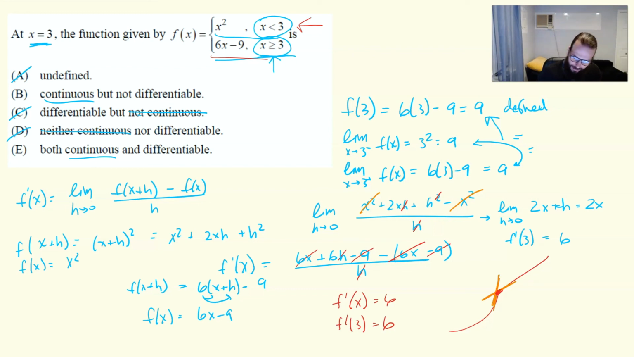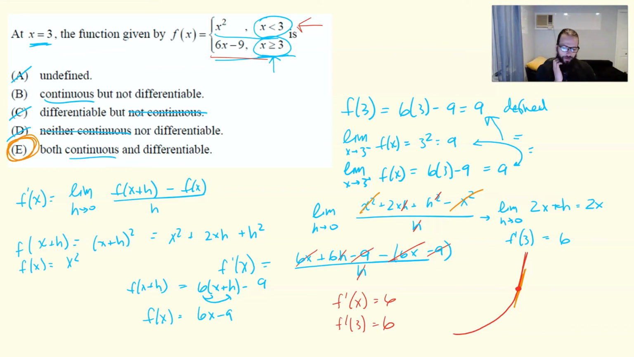Because we got the same value, we can actually conclude that the slope of the derivative function at this point is exactly the same as the slope of the linear function that continues thereafter, and therefore we are able to get one derivative, meaning this function is both continuous and differentiable.